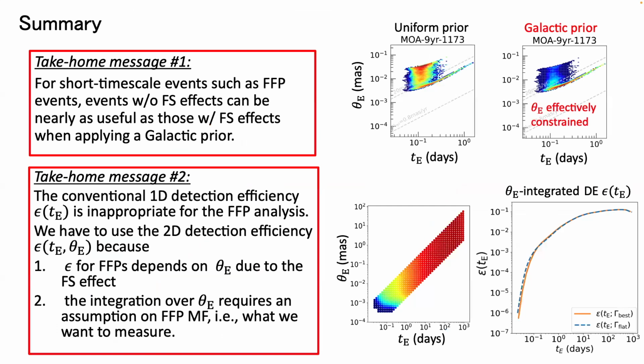Okay, so this is a summary of my slides. I have 2 take-home messages. Number 1 is that FFP events without the finite source effects can be nearly as useful as those with the finite source effect if you apply the galactic prior. And number 2 is that 2D detection efficiency is needed for FFP analysis. So yeah, that's all. Thank you.